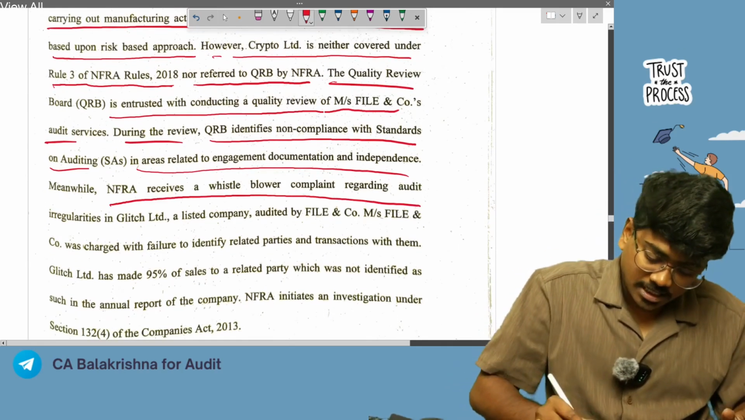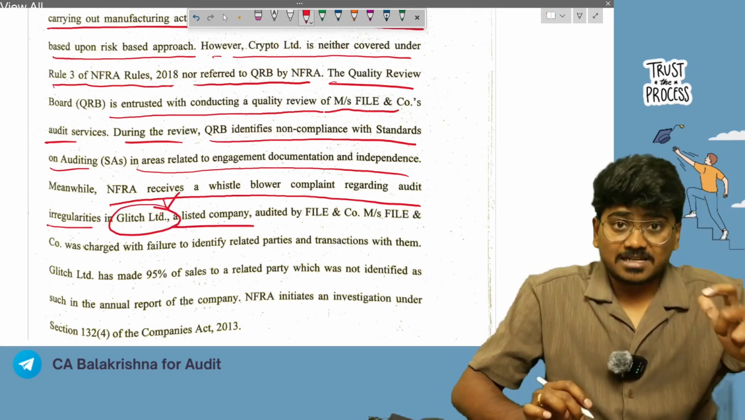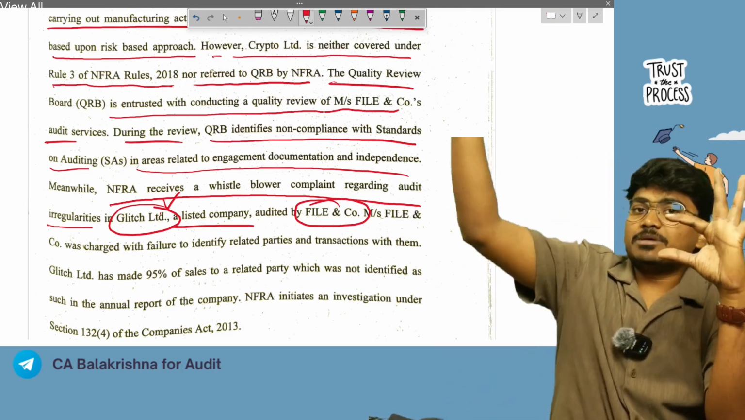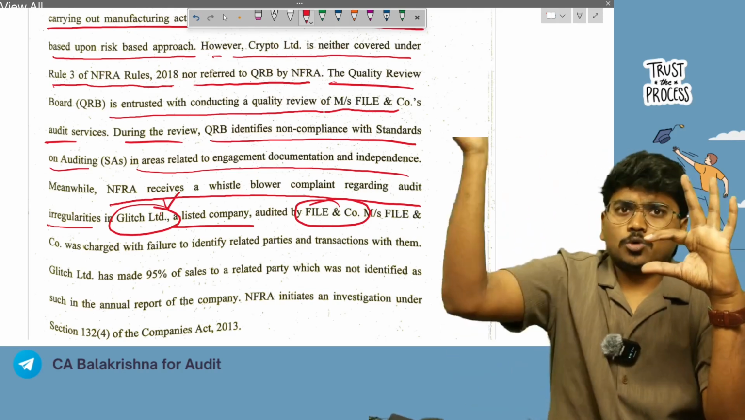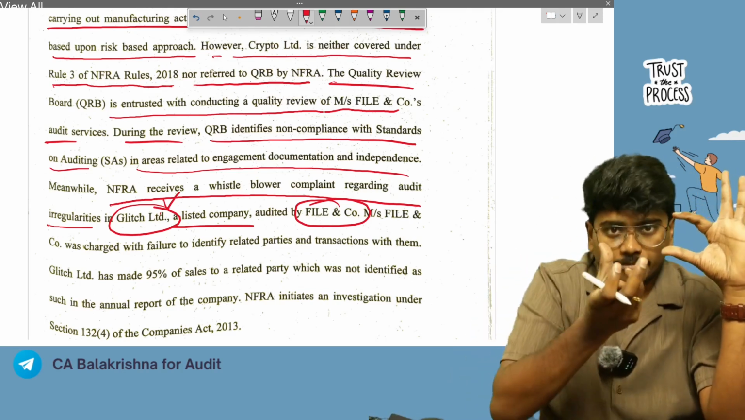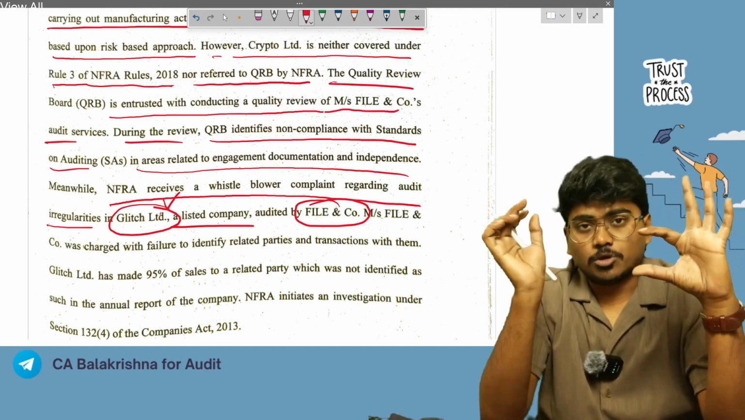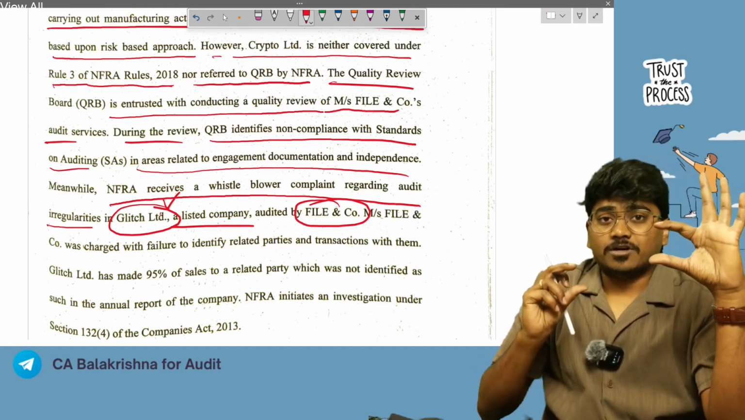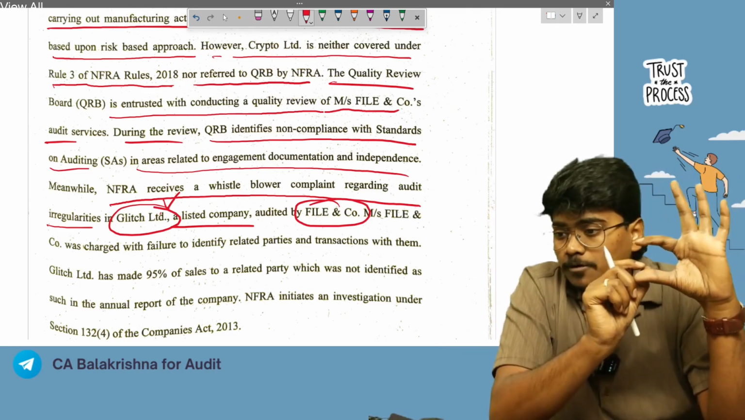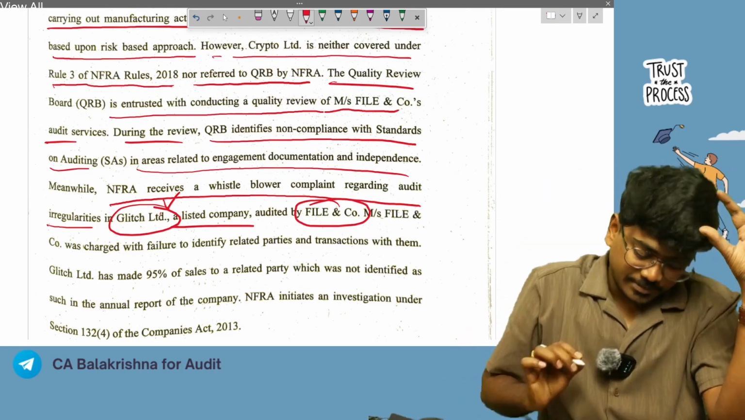NFRA receives a whistleblower complaint regarding audit irregularities in Glitch Limited, which is a listed entity, and Glitch Limited is also audited by File and Co only. Now, on File and Co, QRB is already conducting a review with respect to Crypto Limited, which is an unlisted entity. Obviously it will fall within the purview of QRB, the Quality Review Board. And on the same audit firm, NFRA also started an investigation of Glitch Limited, which is a listed entity.